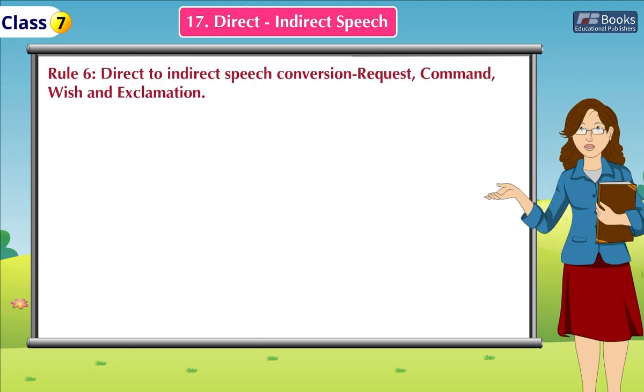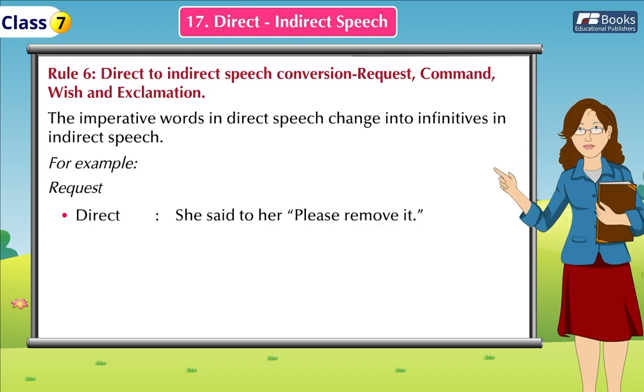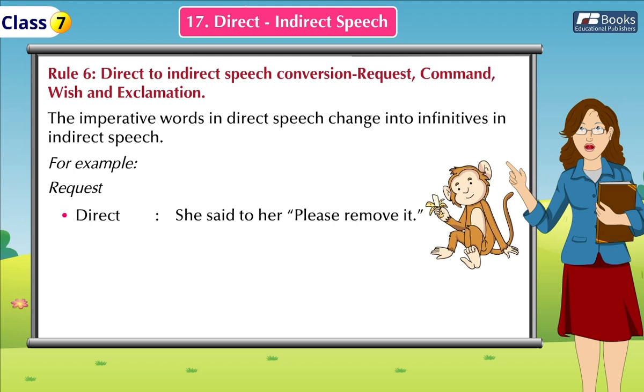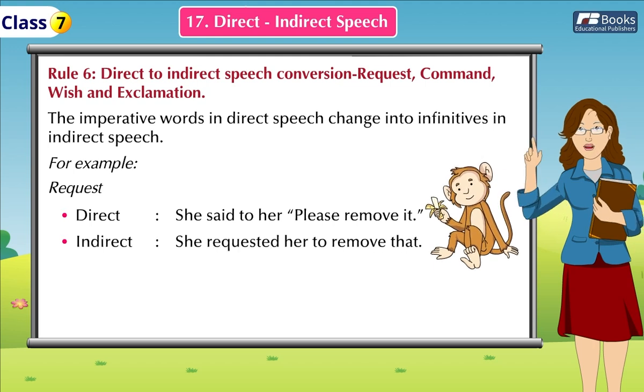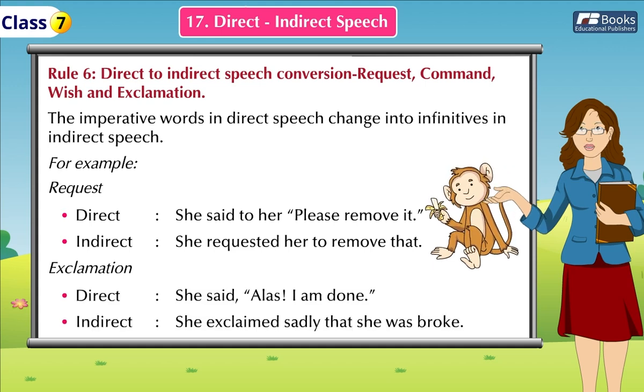Rule 6. Direct to indirect speech conversion. Request, command, wish and exclamation. The imperative words in direct speech change into infinitives in the indirect speech. For example, request. Direct: She said to her, "Please remove it." Indirect: She requested her to remove that. Exclamation. Direct: She said, "Alas, I am done." Indirect: She exclaimed sadly that she was broke.